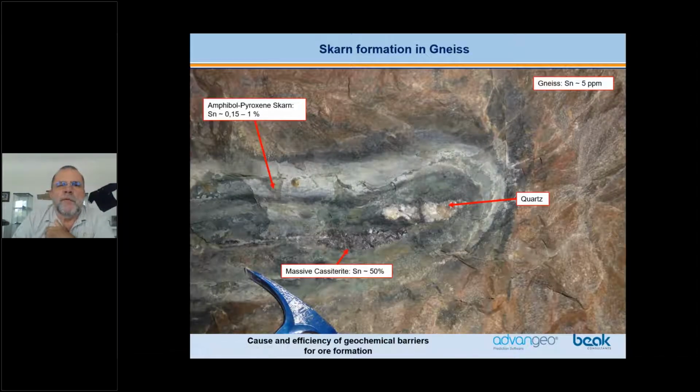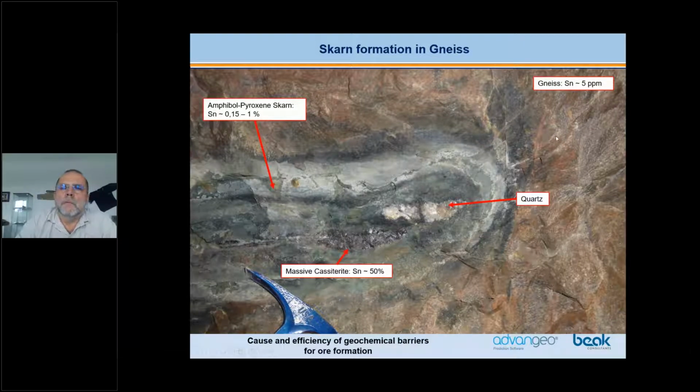So here's another example of a metasomatite. We have here a gneiss in the skarn deposit of Hämmerlein, penetrated by this very, very nice amphibole pyroxene skarn, completely replaced with massive cassiterite and quartz. This is around 30, 40 centimeters, and this is maybe 1.5, 2 meters long.